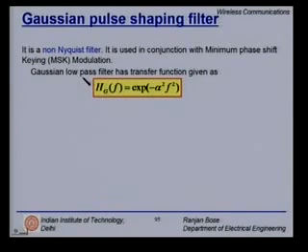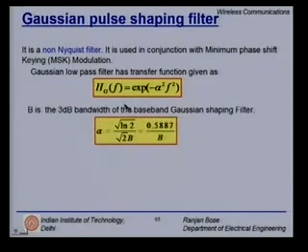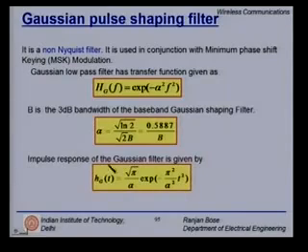The Gaussian low pass filter has a transfer function given by H(f) equal to exponential of minus alpha squared f squared. Alpha is defined as root ln 2 over root 2 B, where B is the 3 dB bandwidth of the baseband Gaussian shaping filter. The impulse response of this Gaussian filter is given by the following equation. So, Gaussian filter followed by minimum shift keying MSK together is known as GMSK and is popularly used in GSM phones.